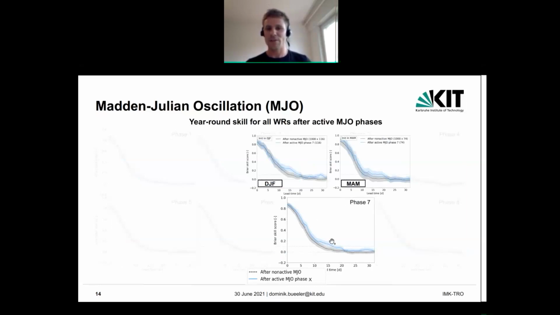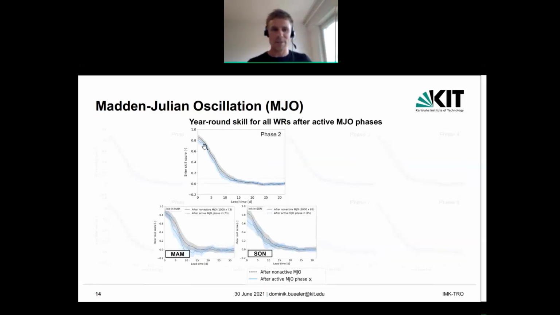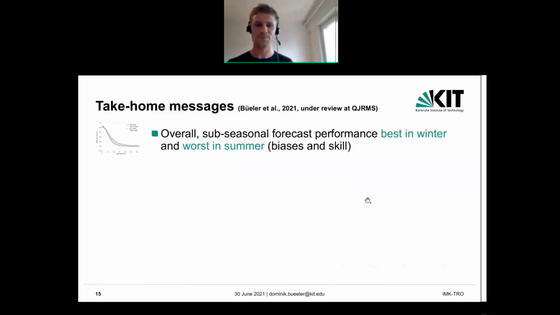So the increase in phase 7 is most strongly driven by winter and spring, as you see here at the top. But then when we look at phase 4, the year-round skill modulation, we see it's mostly driven by fall, actually, but to some degree also by winter. On the other hand, the reduction after phase 4 is mainly driven by spring and by fall. And so this really shows that a quite complex pattern of how these different phases affect the skill over Europe during the different seasons. And it's clear that we also have to look at various seasons and not just winter to understand the influence of the MJO.